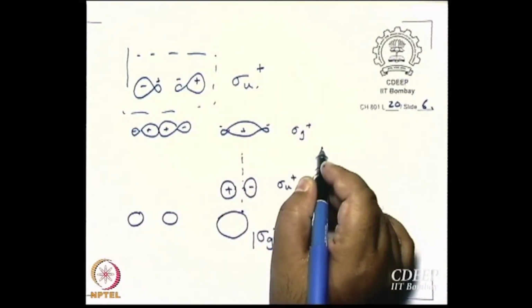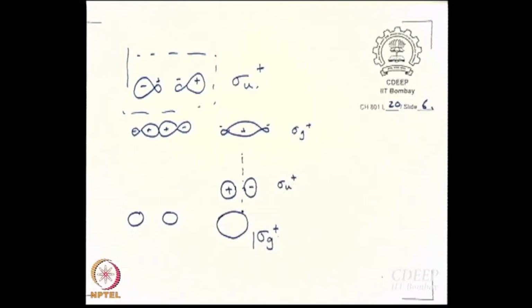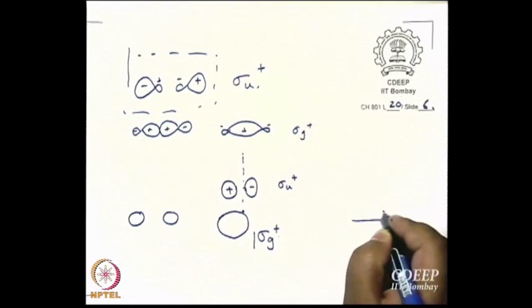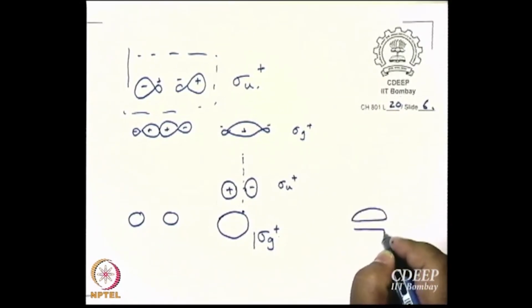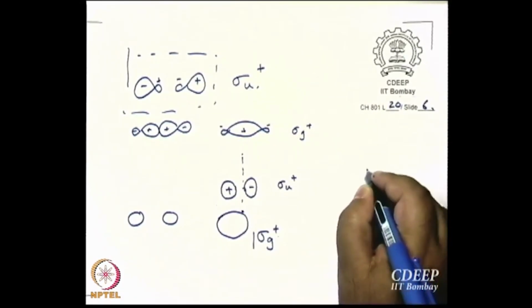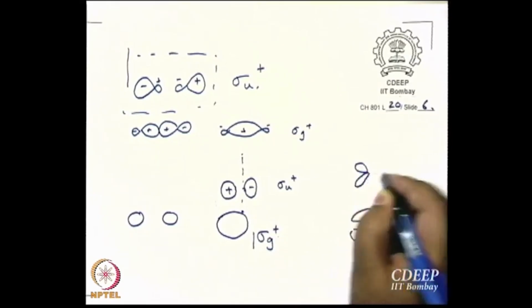This one? Plus sign comes from the character of sigma V. Yeah, for D infinity H, yes. Then what is left? Pi interaction. This is the pi bonding orbital and this is the pi anti-bonding orbital.